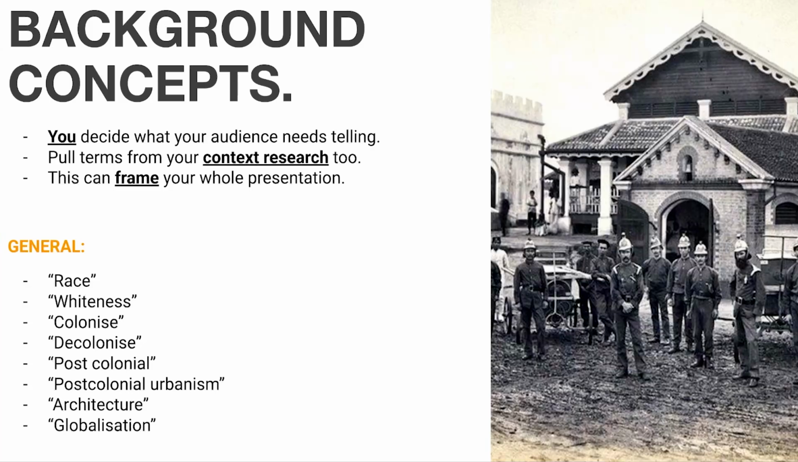You may want to add some background concepts. You can decide what the audience needs telling. You can pull terms from your context research as well. This can frame the entire presentation depending on how you explain them, when you explain them, and what you decide to explain. Do you think, for example, that your audience needs an explanation of what race means? Do you think that they may need an explanation of what whiteness is, or colonization, perhaps decolonization? Thinking about the audience, they probably know what architecture is, and also globalization.